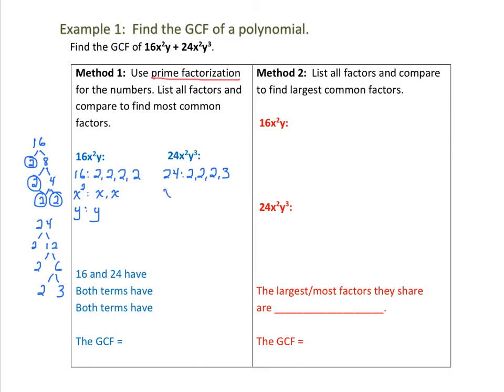Next we have x squared. So we list for our x squared term, there's two x's, x times x. And for y cubed, when a number is cubed, that means it's multiplied by itself 3 times. So we would have 3 y factors. 16 and 24 share 3 2's in common.